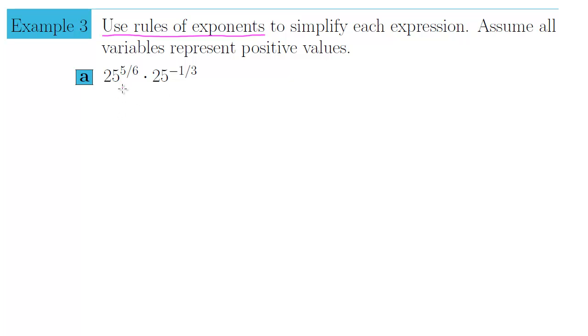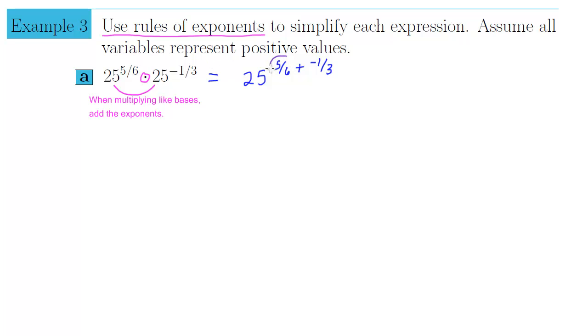What's the rule here? Well, you have like bases being multiplied. When you multiply like bases, you're supposed to add the exponents. So 25 to the 5/6 times 25 to the negative 1/3 becomes 25 to the 5/6 plus negative 1/3.